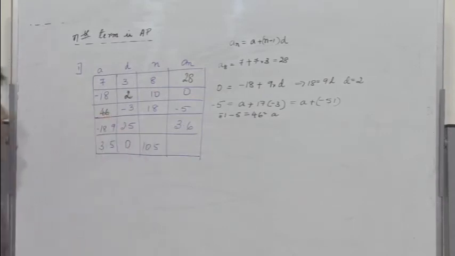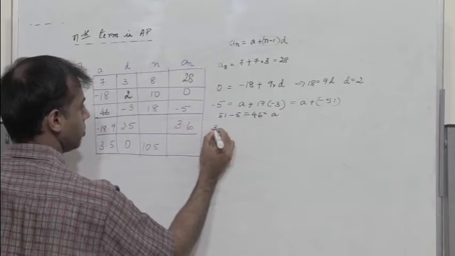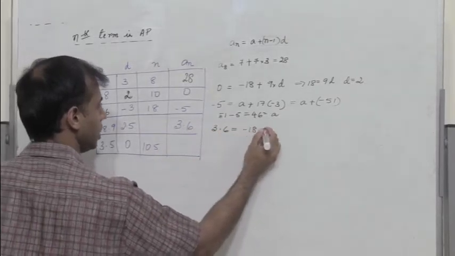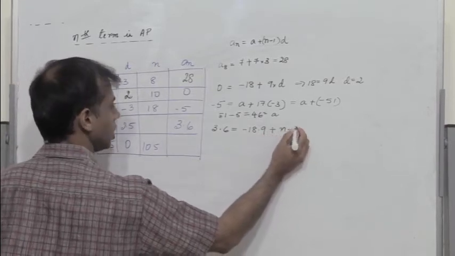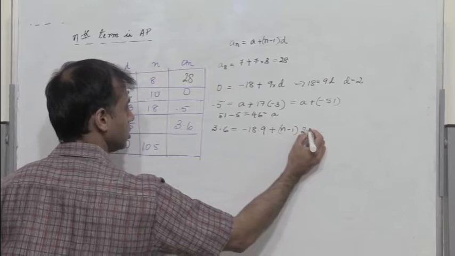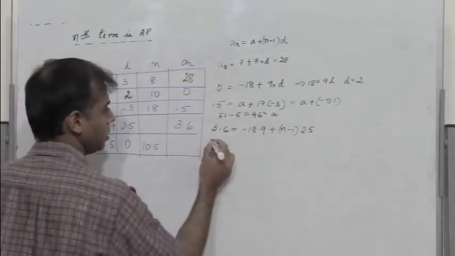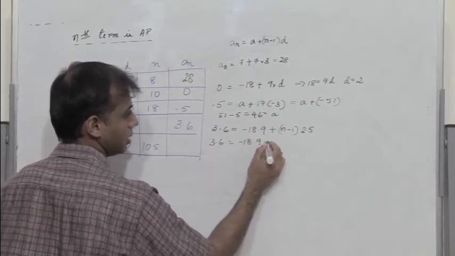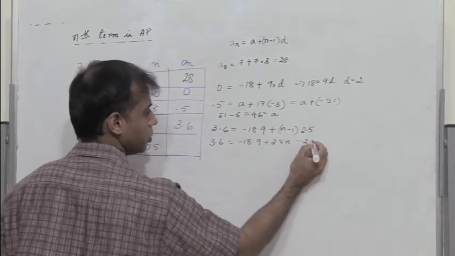The next, we need to find the value of N. So I have AN, which is 3.6, equals A, which is minus 18.9, plus N minus 1 into D, which is 2.5, right? So we have 3.6 equals minus 18.9 plus 2.5 N minus 2.5.